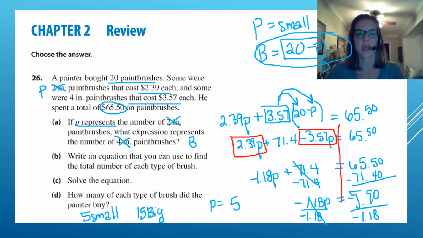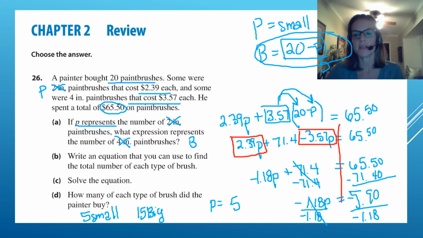And we are going to say that the small paintbrushes cost $2.39 each, and those are for the small ones. And we're going to add those to the big paintbrushes to get our total. And those are $3.57. And we said that our big paintbrushes are represented by this expression, 20 minus P. Okay? So we now have a distributive property problem here. So we're going to distribute this 3.57 using multiplication.